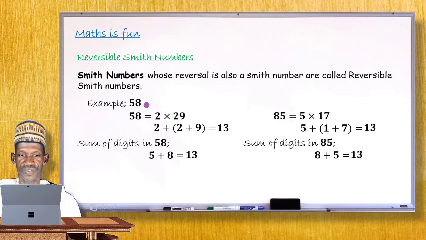So you can see 58 is symmetric and its reverse, 85, is another symmetric number. Which means 58 is a reversible symmetric number. You can equally say 85 also is a reversible symmetric number, because its reverse will now be 58.